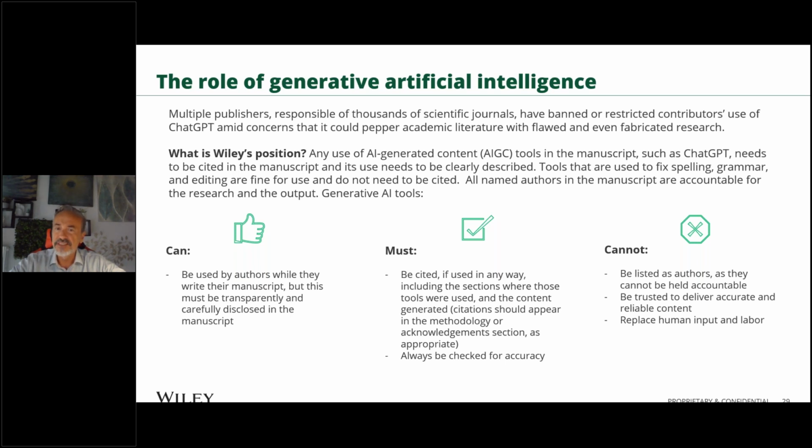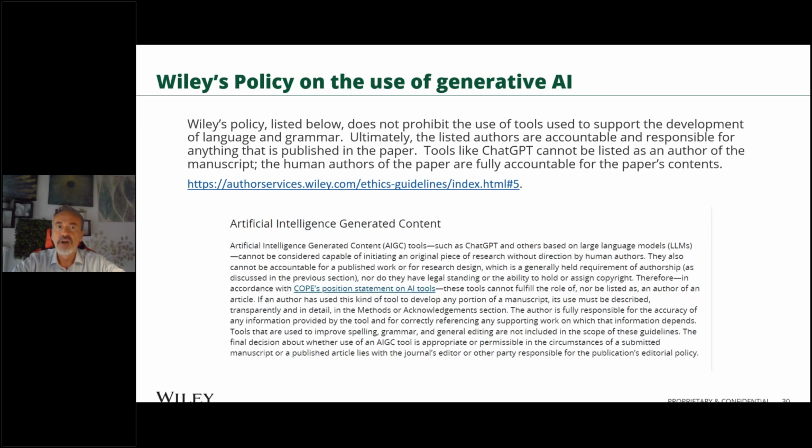ChatGPT cannot be trusted to deliver accurate and reliable content, and therefore replace human input and labor. This is our current position on the use, and we also have defined the Wiley policy on the use of generative AI. What you can do here is check the link here. You can go on authorservices.com and you can actually access the ethics guidelines index, and you'll be able to find our official document that explains the limitations in the use of ChatGPT and large language models.